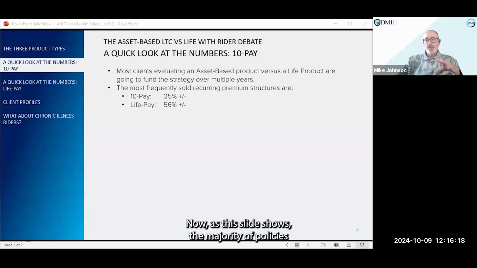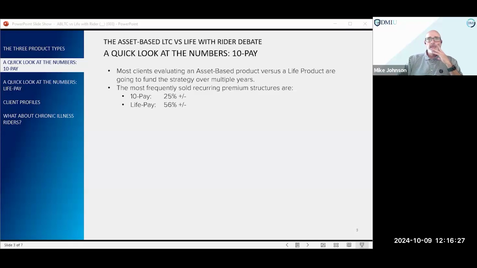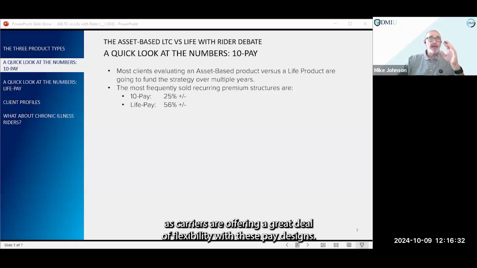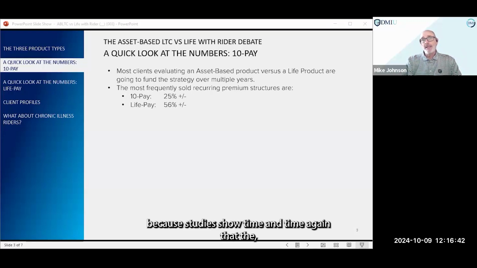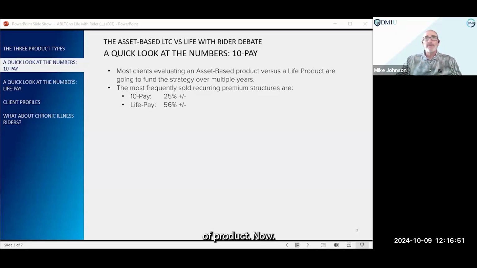As this slide shows, the majority of policies that are sold today, over 56% of the policies, are sold in a continuous premium design. This is great news for your clients, as carriers are offering a great deal of flexibility with these pay designs. And it makes that style of coverage even more affordable, because studies show time and time again that the cost is a big concern in planning for long-term care, and can be a big barrier to entry to look at this type of product.